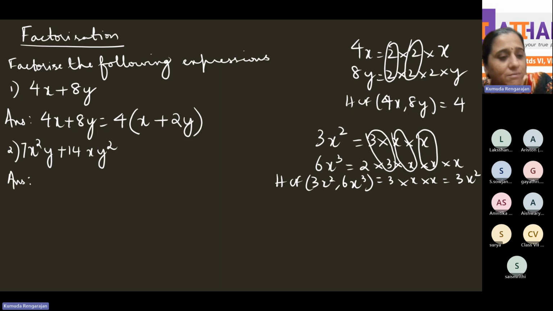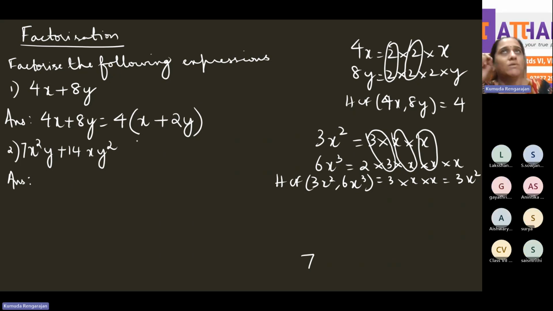Now, let's take the numbers first. 7 and 14. What is the HCF of 7 and 14? 7. Okay. Then, what is the HCF of x square and x? What is common between x square and x? In x square, there are 2 x's, x into x. In x, there's only 1 x. So what is common? 1 x is common.